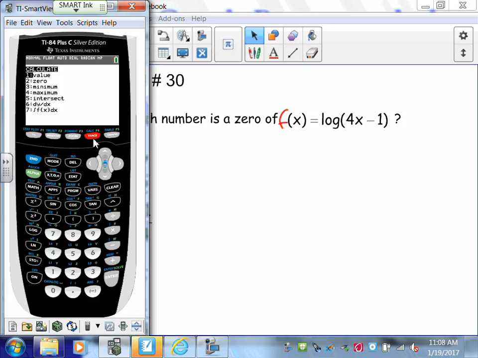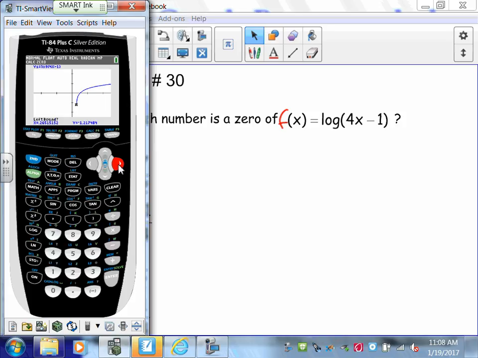Choice number 2 is the 0. Notice there's no blinker, but it's at x equals 0 right now. Is the graph going to be to the left of that, to the right of that? It's to the right. So arrow over to the right till you see the blinker. There it is. We do second trace 0.